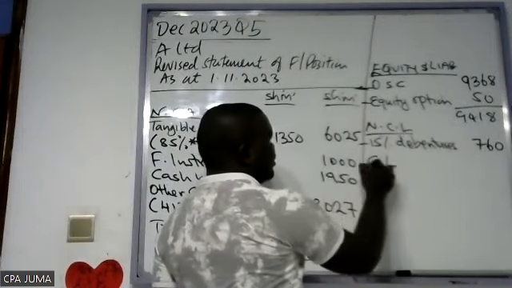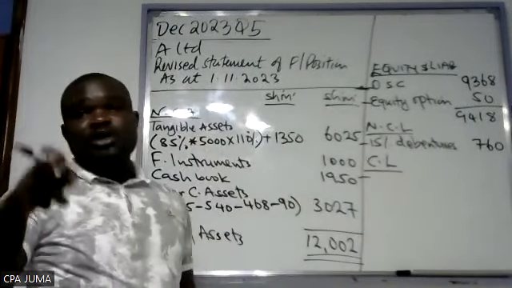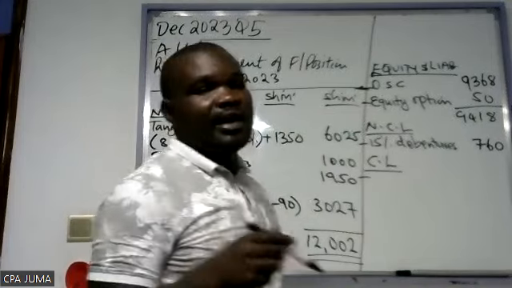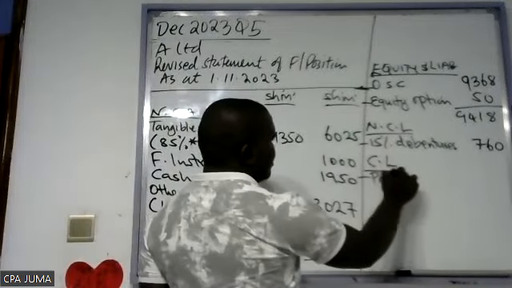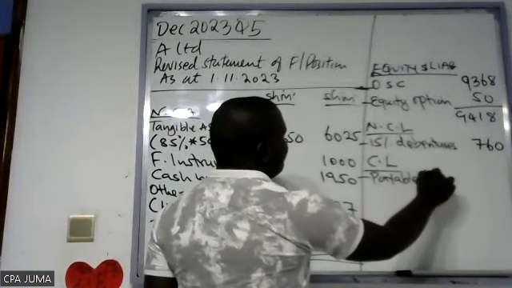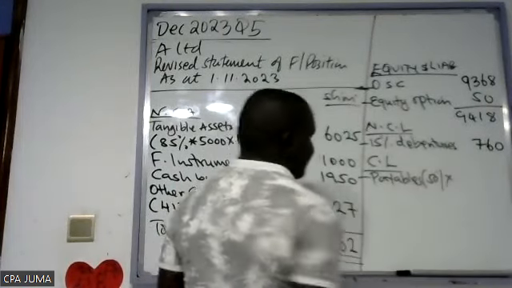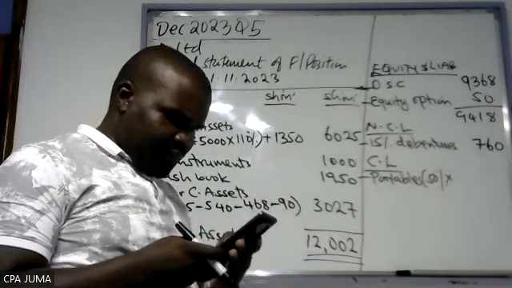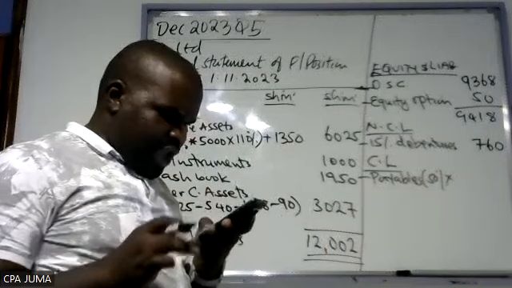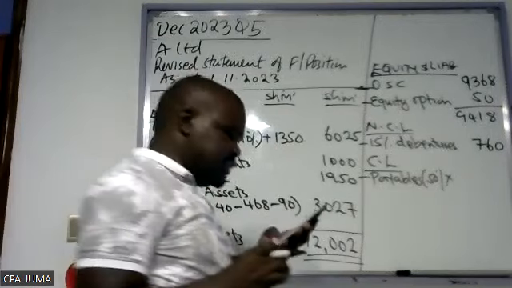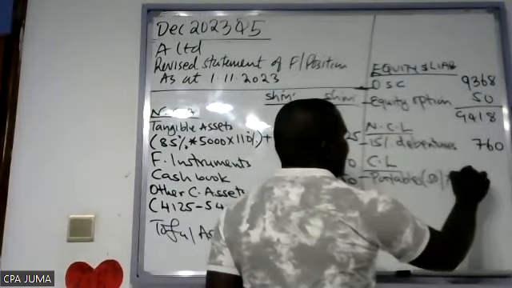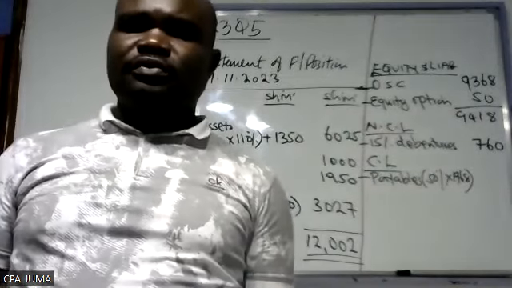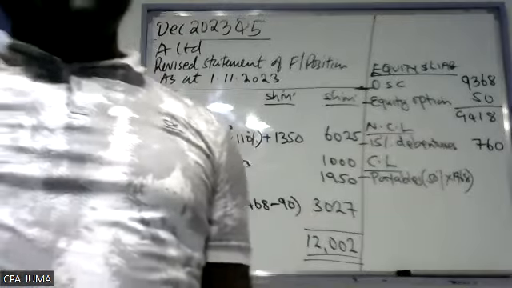Current liabilities, payables. Payables, you remember 50% were given shares. So you only consider the balance. Half was given shares, so I only consider half here. So half of payables, 1968. What did we get? A half of 1968.